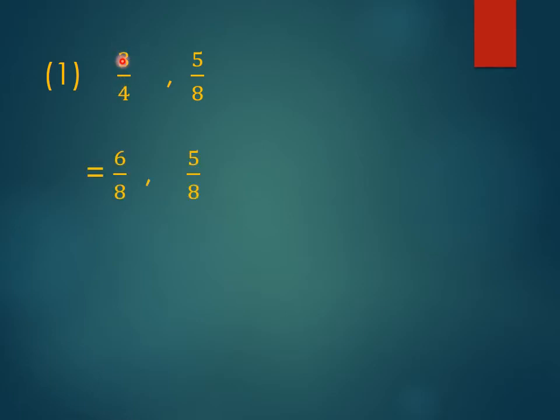Then it becomes how many? 6 over 8. This is 5 over 8. Now we can compare. This is the larger one. Then we can write the answer. Even though we use these two converted fractions to compare, as the final answer we have to express the answer using the two originally given fractions.